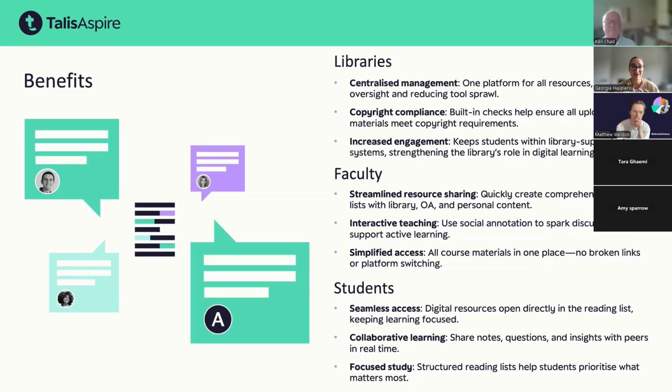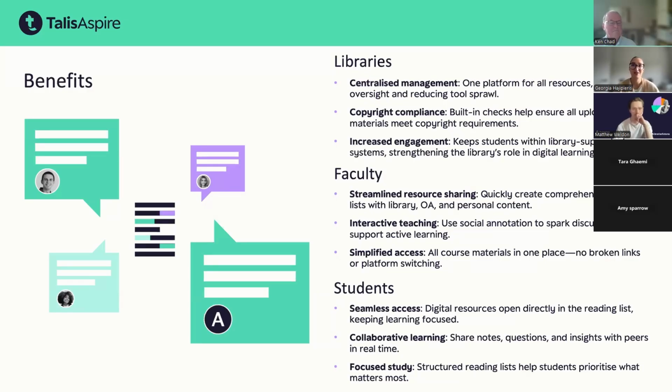For faculty, streamlined resource sharing. So it doesn't just have to be what's available in the library. It could be OA resources and personal content like lecture notes, interactive teaching. So really being able to have that social annotation come to life, spark discussions, and support active learning in different ways than traditional in-person teaching, and simplifies access. So your students already have access to the reading list if you have that as part of your library, and they'll be able to access all of these through their VLE or the website as well.